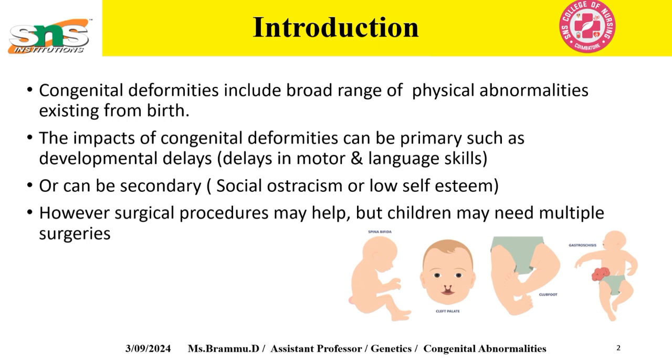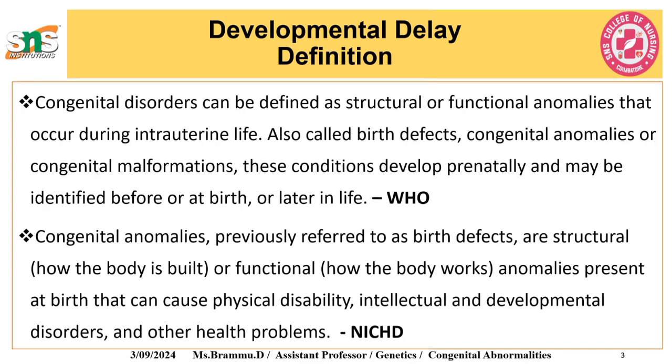Primary, for example, as we saw in the earlier slide, is developmental delay, or it can be due to secondary aspects such as low self-esteem or social ostracism. A surgical procedure may or may not help in these conditions, so we have to go in depth into how to screen diseases such as congenital diseases.